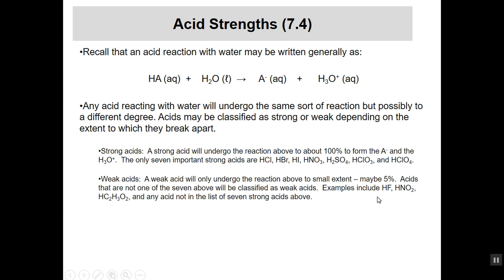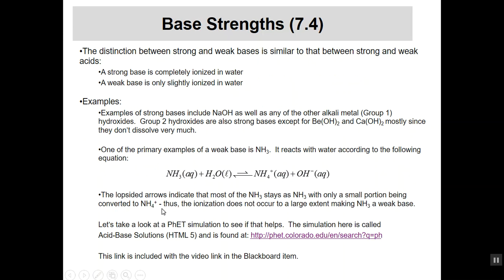Examples of these, some famous ones: HF is hydrofluoric acid, HNO2. HC2H3O2 is acetic acid. Acetic acid is in vinegar. It gives it that kind of taste that you have inside of vinegar. And so basically any weak acid is one that's not one of the 7 strong acids that we saw above.